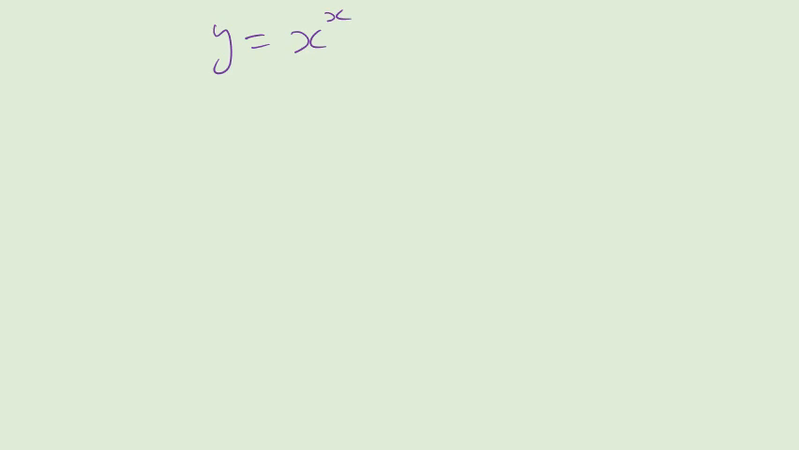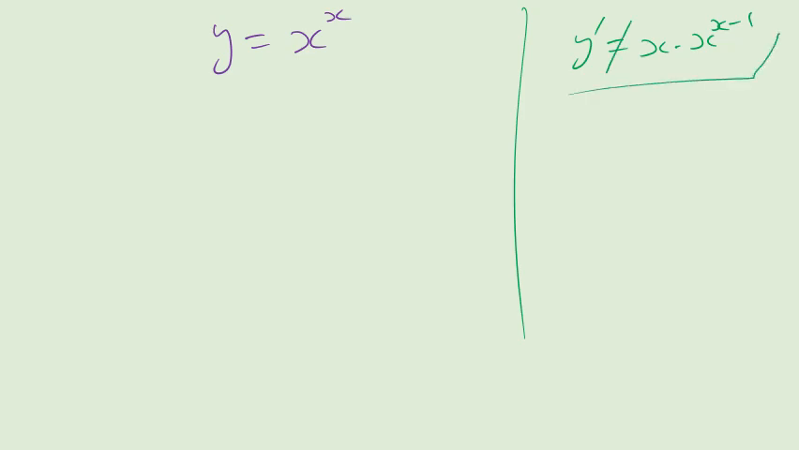What's really happening here? If you wrote y prime is x times x to the x minus 1, no, that ain't it. There's no way that's the answer. It almost looks like it's correct, but remember, the power rule that you learned in school was x to the power n, where n was a constant. This x is not a constant, so you can't apply that power rule.